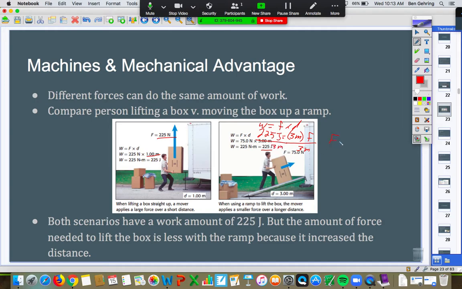And that's where we get F equals 75 newtons. So he decreased the amount of force he needed, but increased the distance over which it traveled. So both scenarios had the same amount of work, but the amount of force needed to lift the box is less with the ramp because he did it over a longer distance. So you can lift it straight up with 225 newtons, or you can push it 75 newtons for 3 meters. Either way, we get the same amount of work.